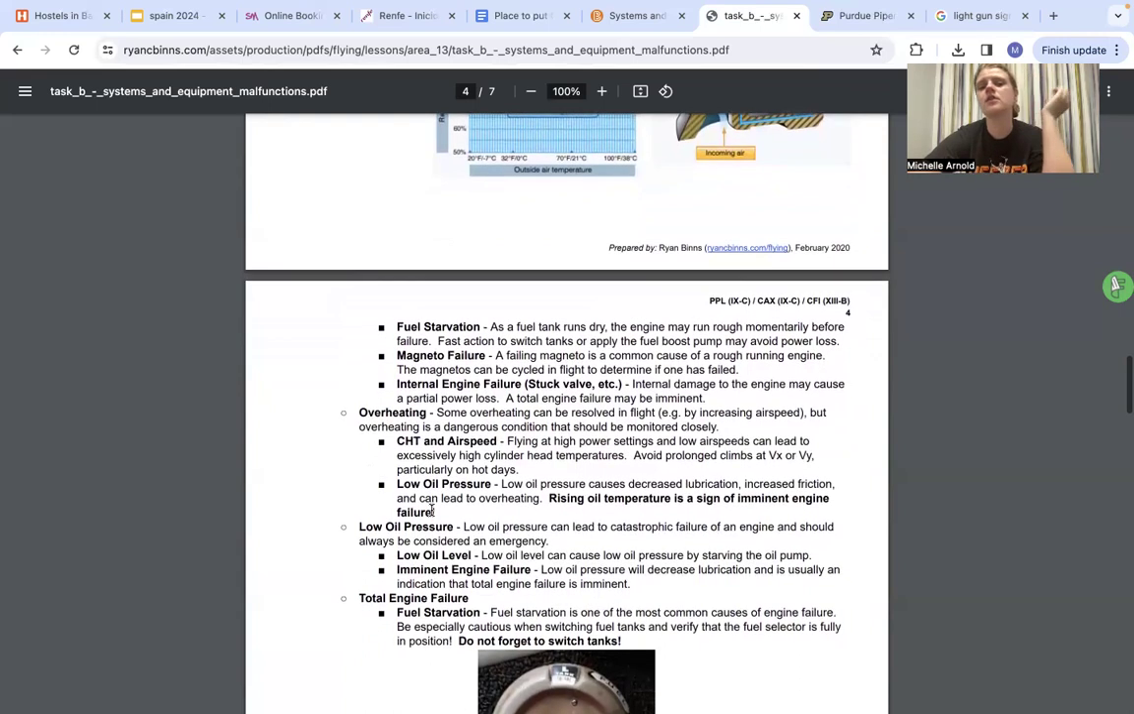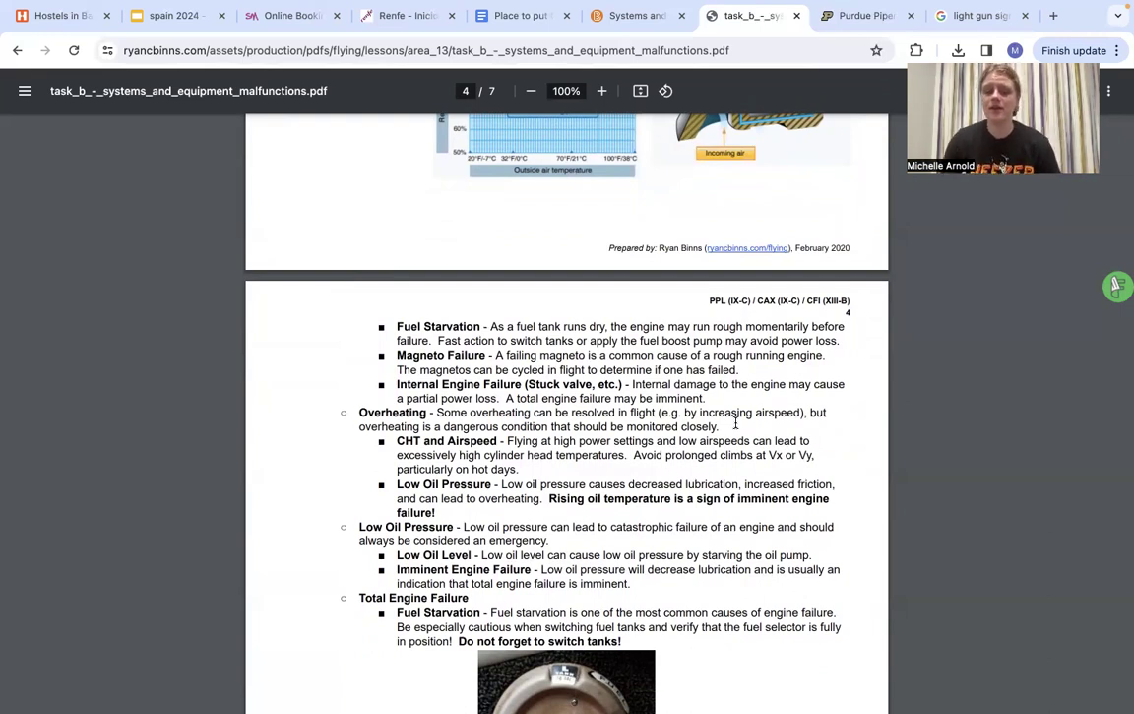Okay, so the engine overheating. Some overheating may be reduced in flight by, for example, increasing airspeed. That's also how we put out a fire. But overheating is a dangerous condition that should be monitored closely.